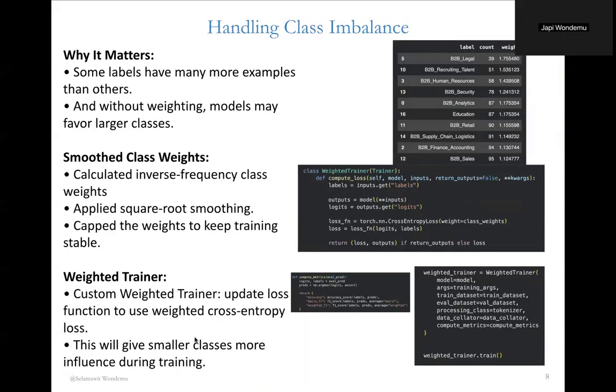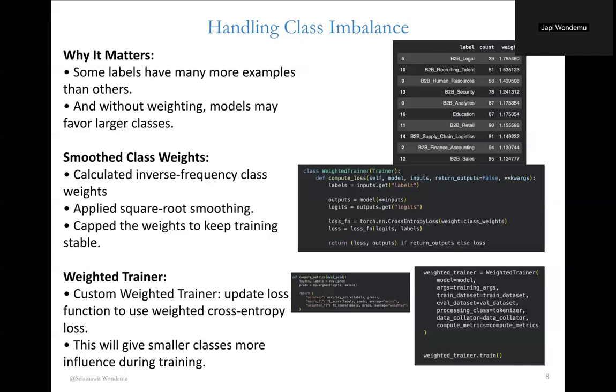So why does it matter to do class handling? I think we talked a lot about it on previous slides. Some labels do have many more examples than others, and without introducing weighting, models may favor larger classes. I tried different types of weights, but in the end I decided to present the smoothed class weights. The way I calculated it was I calculated the inverse frequency class weights, then I applied square root smoothing, then I clipped the weights to keep training stable.